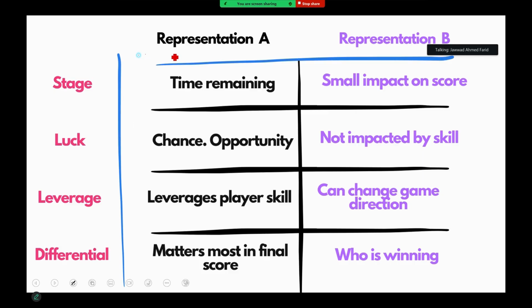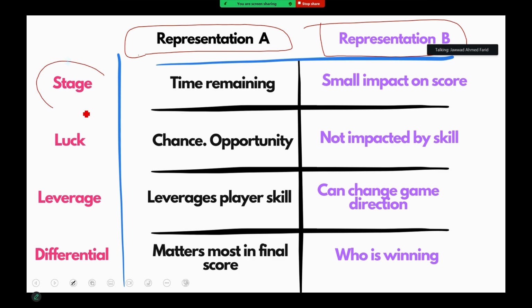This truth table shows you two possible views of the world. They may be true, they may be false. In this specific case, they are true. So for example, stage of the game. What does the stage of the game represent? It represents time remaining. Does it have a big impact or a huge impact on your score? It has a small impact on your score.